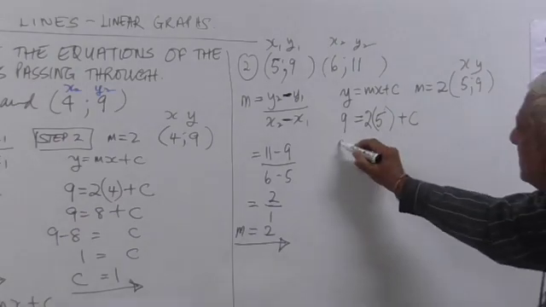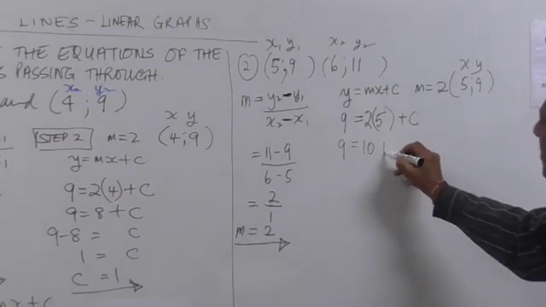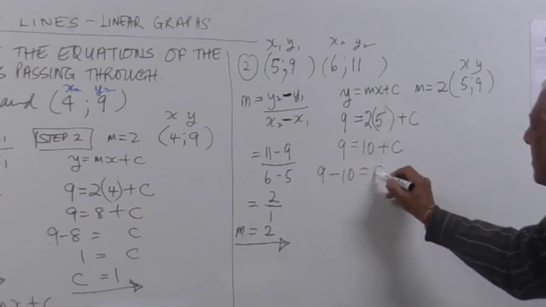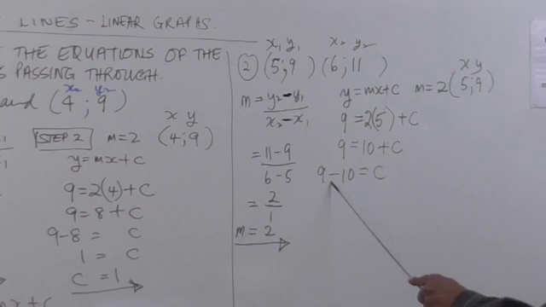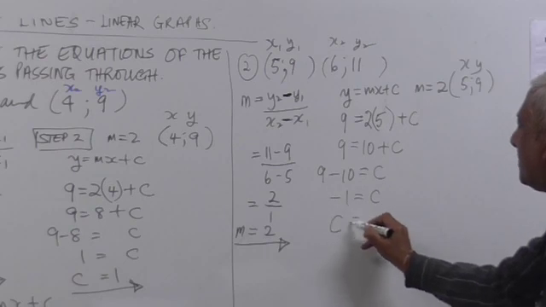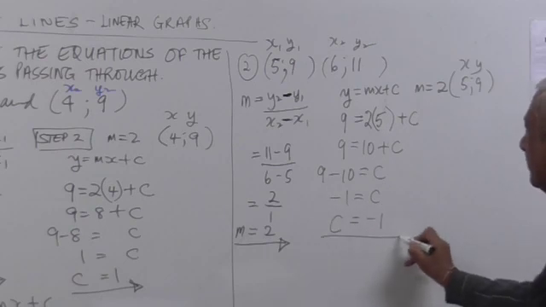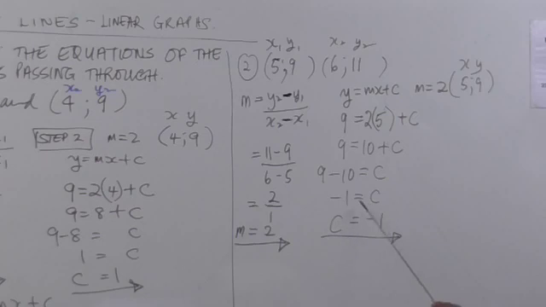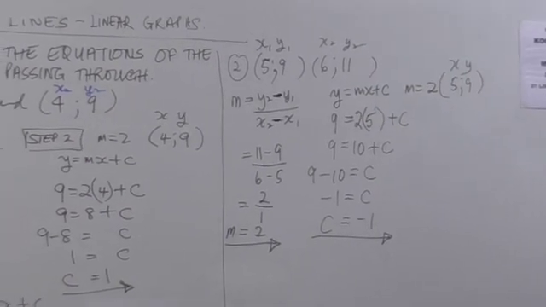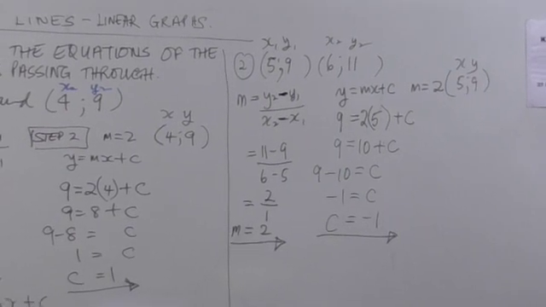Now, 9 is equal to 10 plus C. 9 minus 10 is equal to C. Now use your calculator, don't make mistakes. 9 minus 10, C is equal to -1. So you will end up saying C is -1. Write that down here. Okay, C is equal to -1.